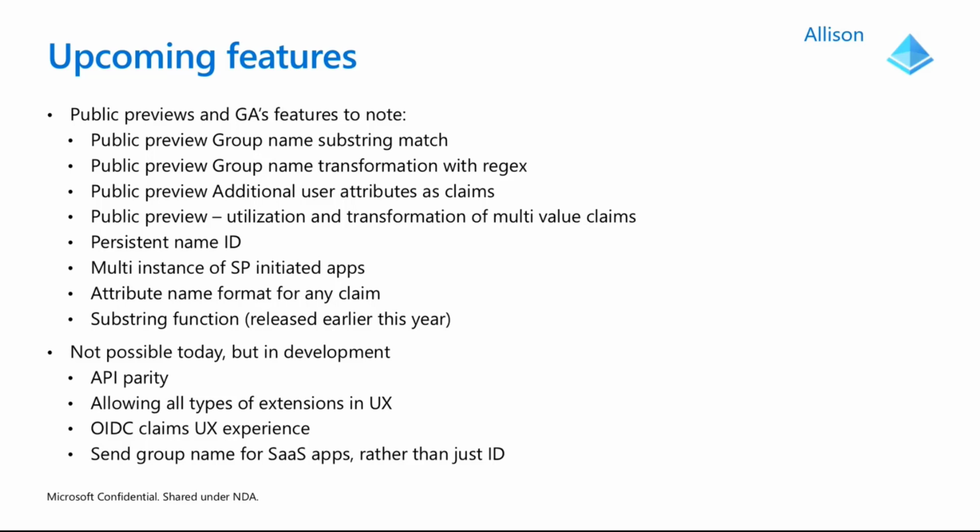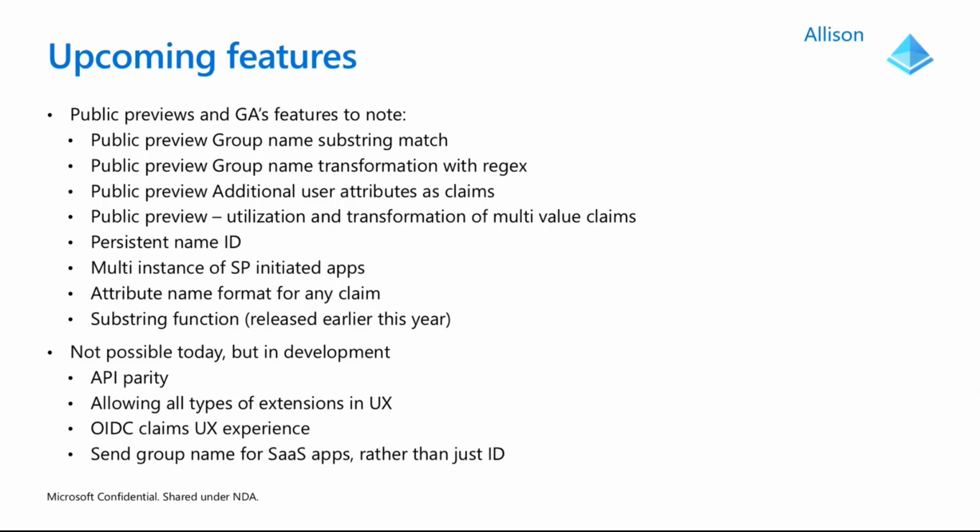So, you can now do substring match on group names. You can now transform group names with regex replace. There's a couple more additional user attributes that can become claims now. Basically, you can now use and transform multi-value claims. We now allow persistent name ID in more cases. We now allow you to do multi-instance of SP-initiated apps. The attribute name format you can configure for any claim, not just the special ones that were before. And now we have a substring function, which is an additional transformation you can use.